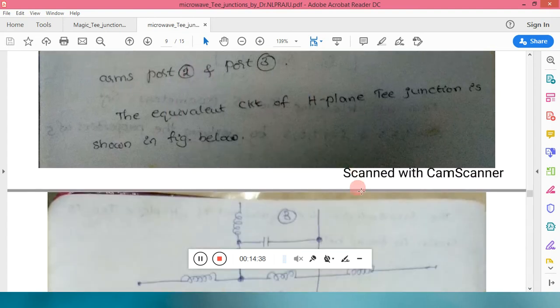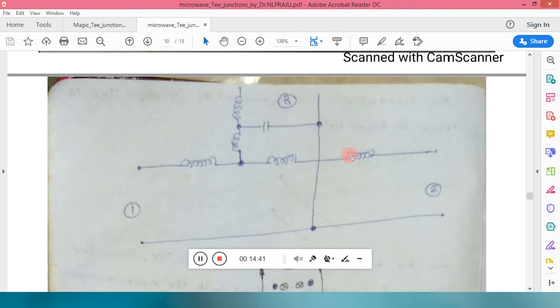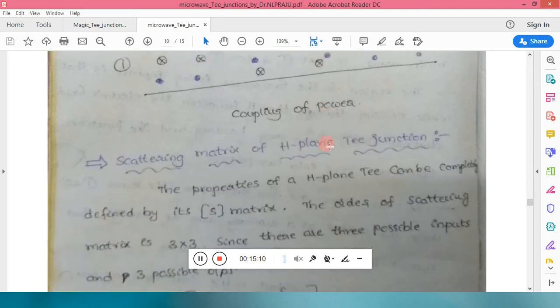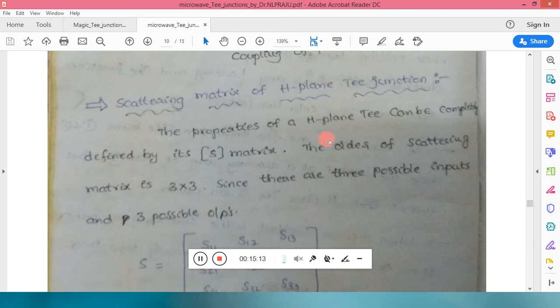The equivalent circuit of the H-plane T junction is like this: 1, 2, the electrical equivalent circuit. Now the coupling of power is like this. If you give input at port 3, this is the electrical signal representation. A circle represents an outward directed wave, and a cross represents an inward directed wave. The electric field lines go outside like this and come into this direction. Then these two split in this direction with the same phase angle. So to understand this, the H-plane T junction simply acts like an adder circuit.